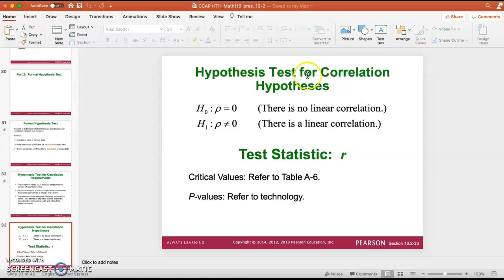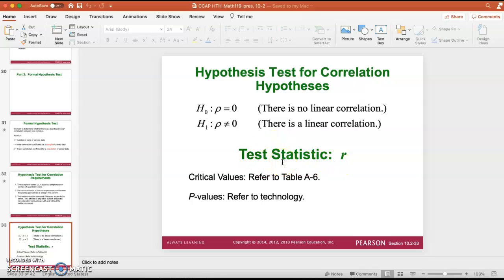Then for a hypothesis test for correlation in general, the null hypothesis will always be rho equals 0. So the null hypothesis is saying that there's no linear correlation. And then the alternative hypothesis being rho does not equal 0, just that there is some kind of linear correlation. Now there's a different way we can get a test statistic in this case.